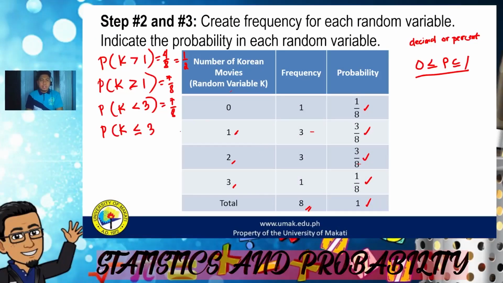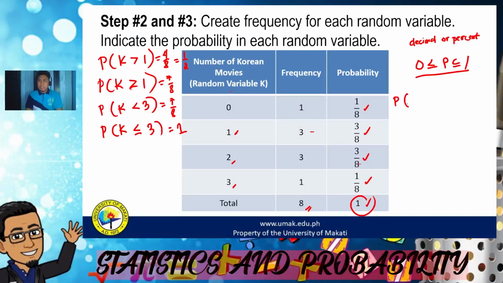Now, in this case, kasama na po yung 3. So 3, 2, 1, and 0. So lahat na po sila. And we all know in the property that the total of the probability of all random variables is always equal to 1. Therefore, you can answer it as 1. Okay. And how about in between?